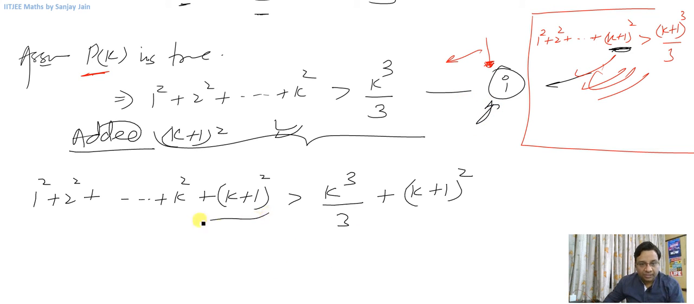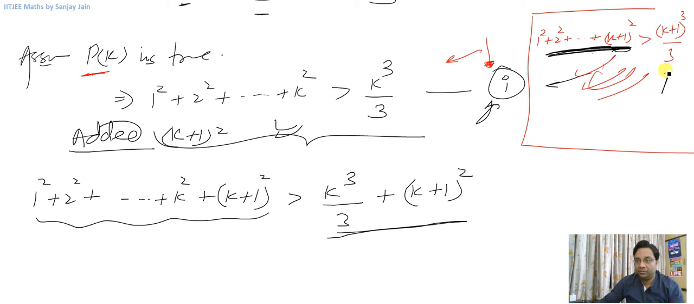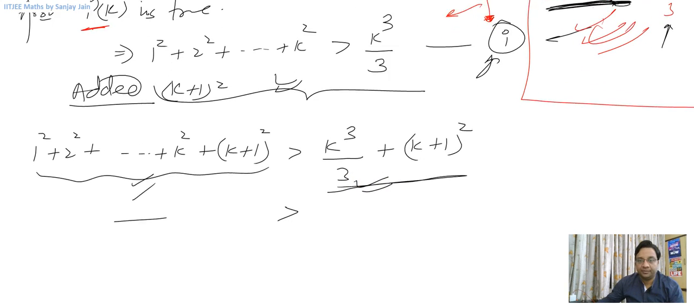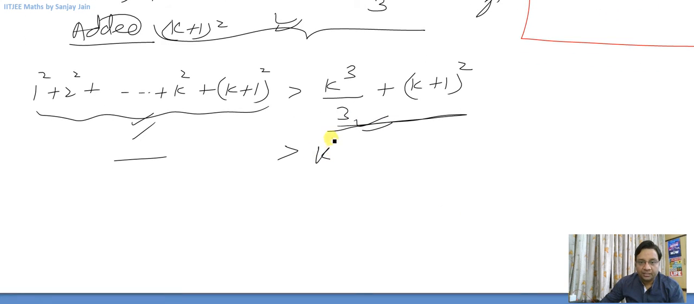Now see, the left hand side has become the statement of my P of k plus 1, right? So I just need to manipulate this right hand side and bring it equal to this. So let us focus on right hand side. You should keep on writing this here, but I'll write only the statement on the right hand side. Let us open this bracket. This will be k square plus, I'll multiply this 3 also, so 3k square plus 3 plus 6k, divided by 3.